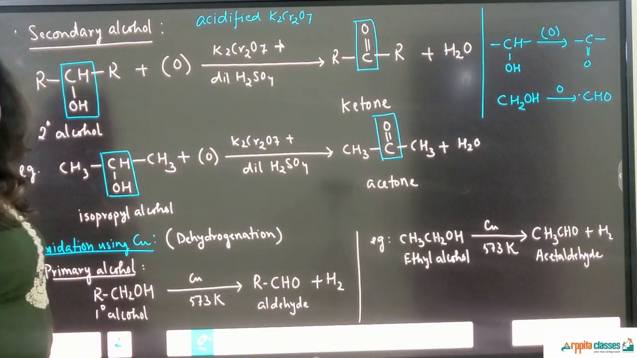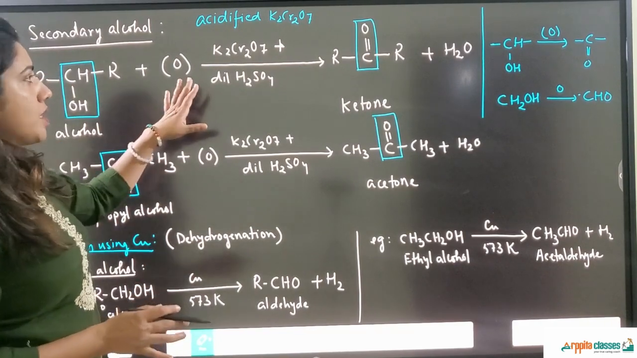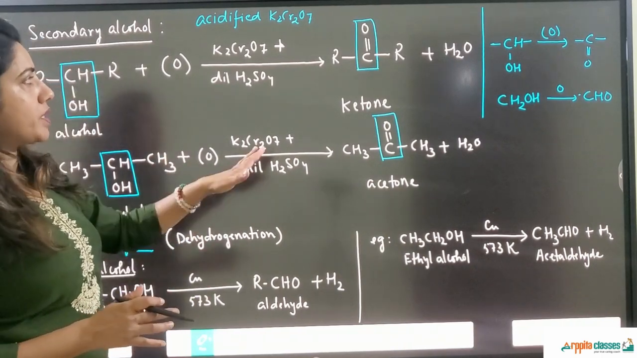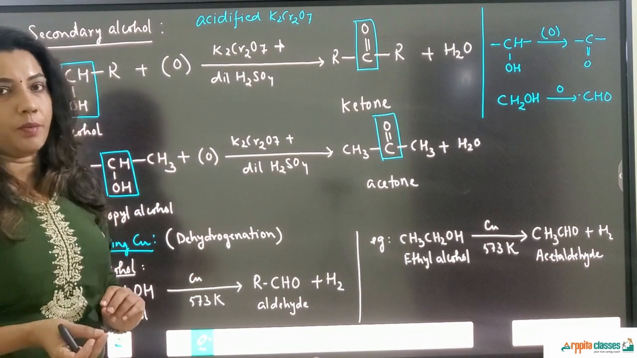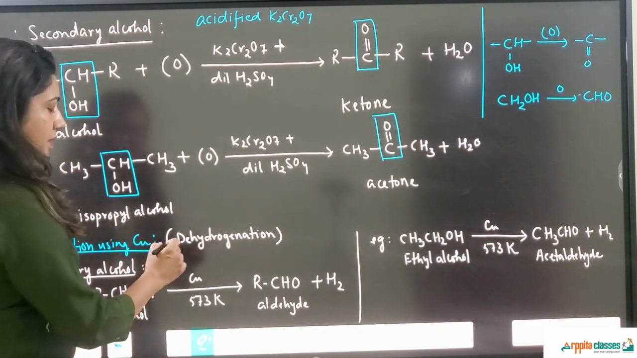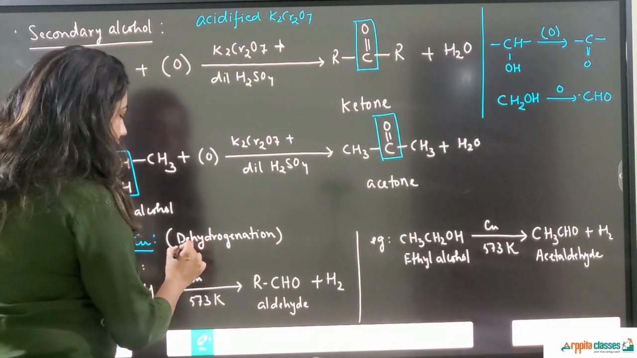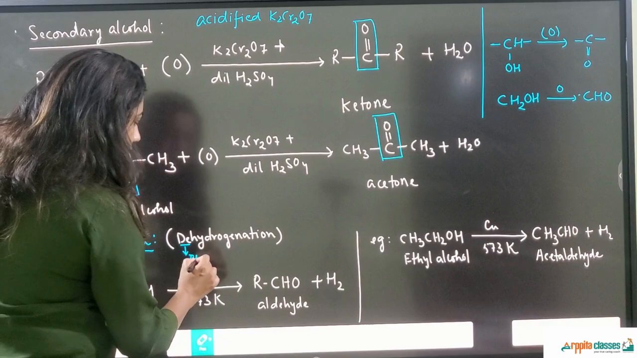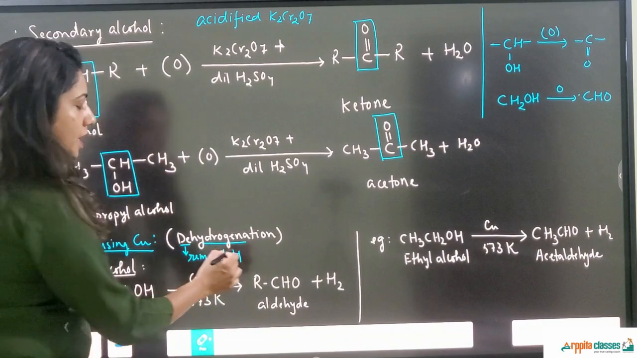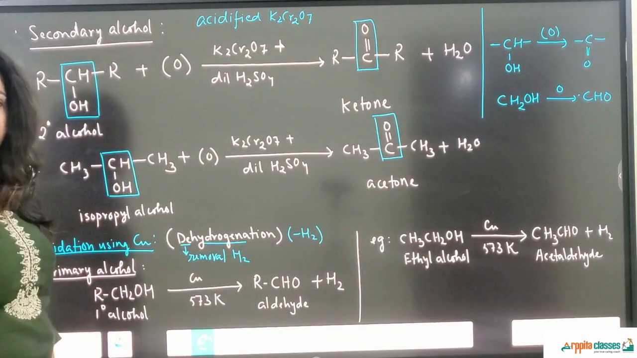Now, the second oxidation process is by using copper. This was by using a mild oxidizing agent, pyridinium chlorochromate, and a strong oxidizing agent, that is acidified potassium dichromate. The second oxidation we can do by using copper, and the name of the reaction is dehydrogenation. The meaning of dehydrogenation: de means removal, and hydrogenation means hydrogen. So here removal of hydrogen will take place, meaning minus H2. This will be the process here.